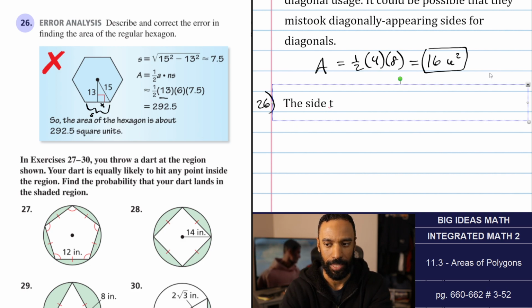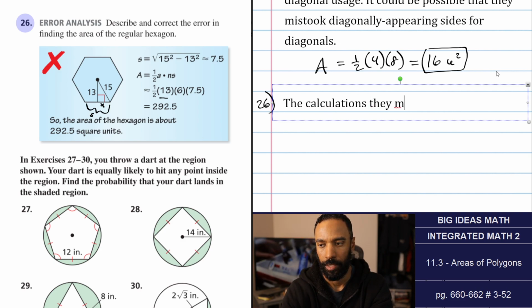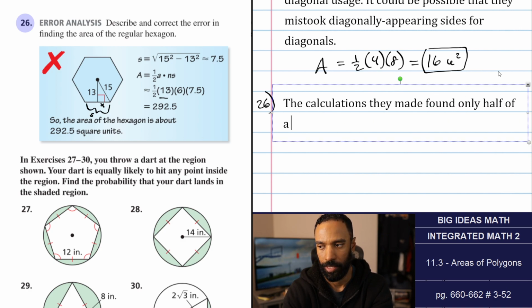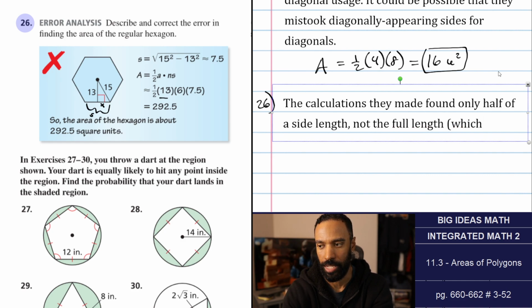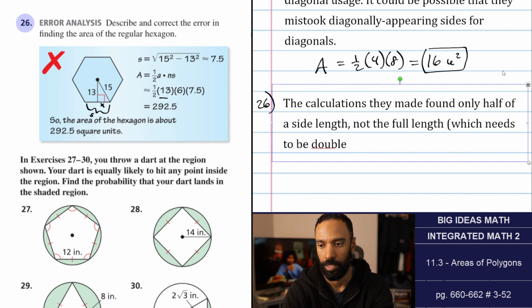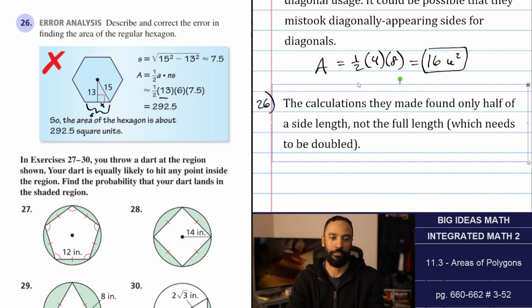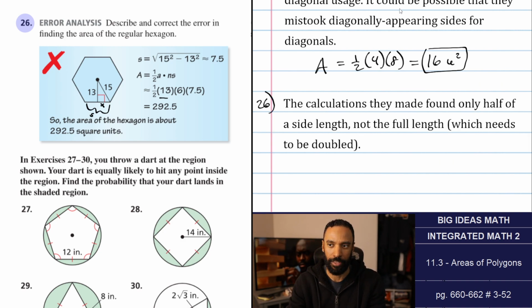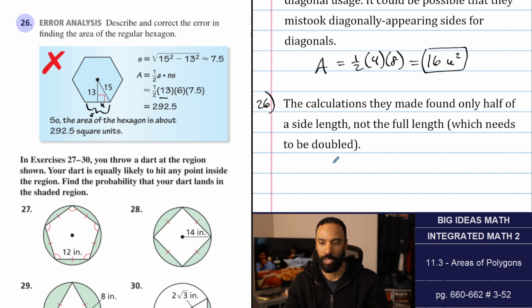The side length, the calculations they made found only half of a side length, not the full length, which needs to be doubled. Now, if you double that, you get 15, but of course it is a rounded value, so I'm going to leave the exact value in there that I'm getting.